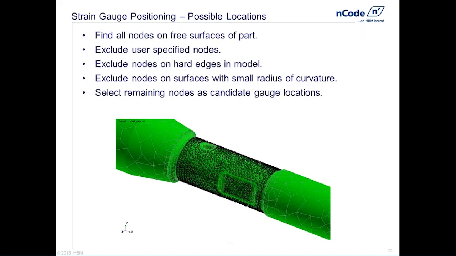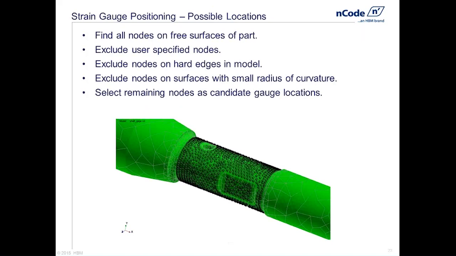So first off, look on the surface. Why? Well, it's because strain gauges have to go on the surface. Second, exclude any user-specified nodes. So there may be certain areas where we just can't put a gauge based on geometry, based on size, something like that. Third, exclude nodes with hard edges.